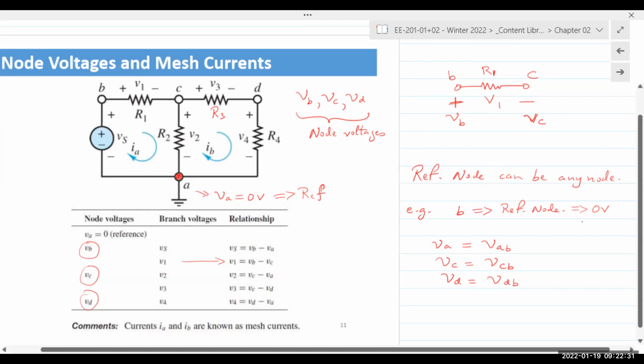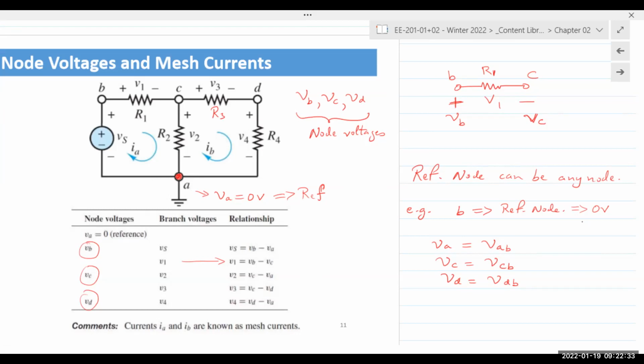Well, for the purposes of analysis, we can ignore the ground. It makes sense to use one end of the voltage source as the reference. Because what happens? Voltage is measured between 2 points. If we choose either B or A as reference, the voltage between A and B is given by the voltage source Vs.